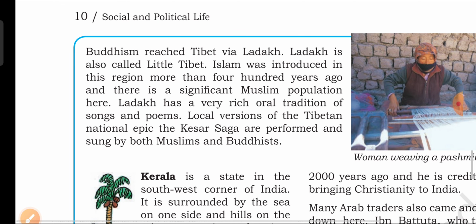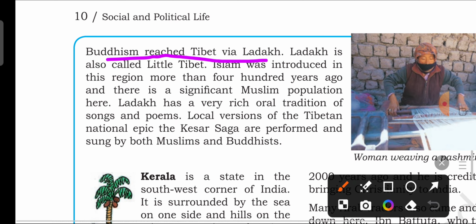Okay. Buddhism reached Tibet via Ladakh. Ladakh is also called Little Tibet. Buddhism is being followed and practiced in Ladakh also. Why? Because it is nearer to Tibet, the people from Tibet and the people from Ladakh will be interchanging, isn't it? They will be going back and forth, and because of that, most of the Ladakh people follow Buddhism. So it reached Tibet through Ladakh only, and that is why Ladakh is also known as Little Tibet.